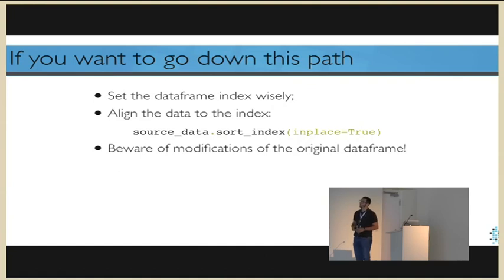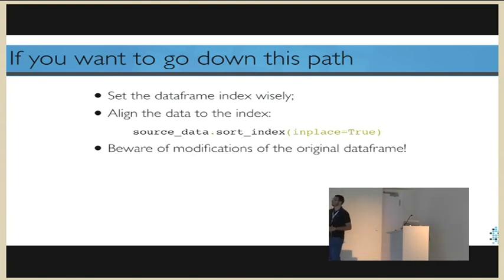If you want to go down this path, set the data frame index wisely. So in our case, we set the index of the data frame in the initial iteration to be an index by date. And then we aligned the data to the index so that dates, the 1st of January, were contiguous with the 2nd of January. Because in how you use the app and you query the data, you're always querying contiguous days. And this speeds up the querying system in pandas by a factor of 10 or something, if you have lots of data.